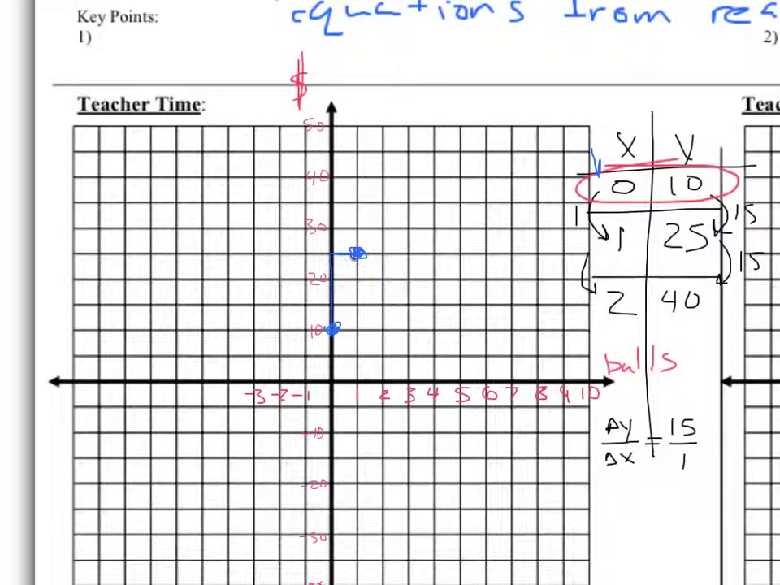Why does it look like I only rose 3 when my change in y is supposed to be 15? Jasmine? Yeah, since our scale is counting by 5s, to get 15 rise, we only have to rise 3. Okay, so I can follow that again. 5, 10, 15, run 1. And this is going to be our line.